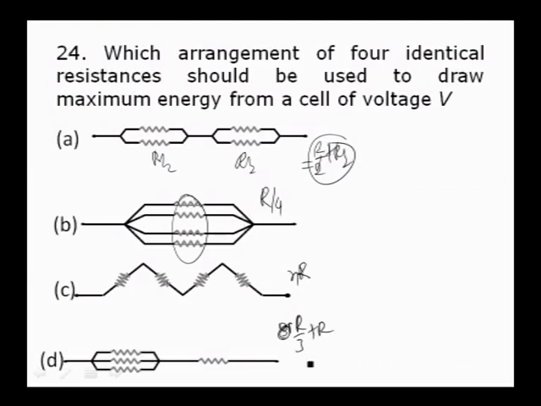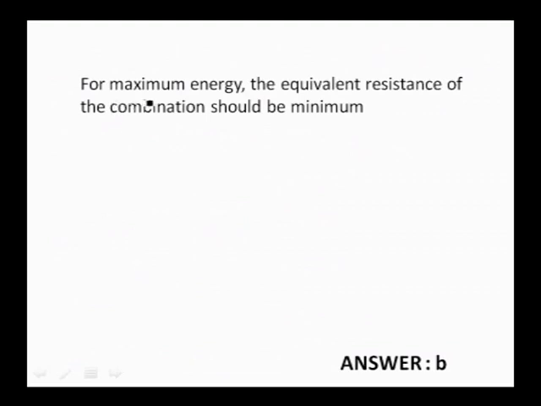Among these 1, 2, 3, 4, this is the lowest value of the resistance. When all the resistors are connected in parallel, effective resistance is low. So therefore, this is the correct option, because the condition itself is maximum energy, so the equivalent resistance of the combination should be minimum. Therefore, the correct option is B, all the resistors are connected in parallel.